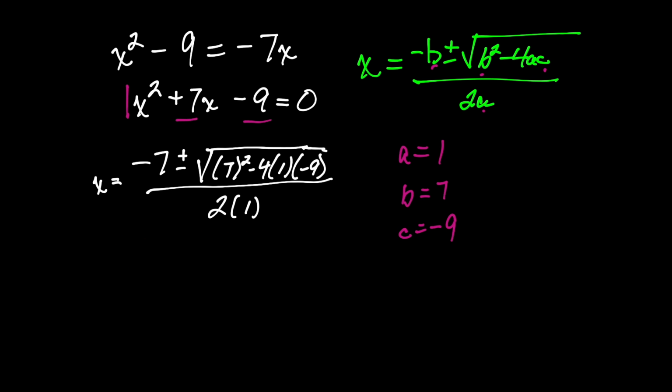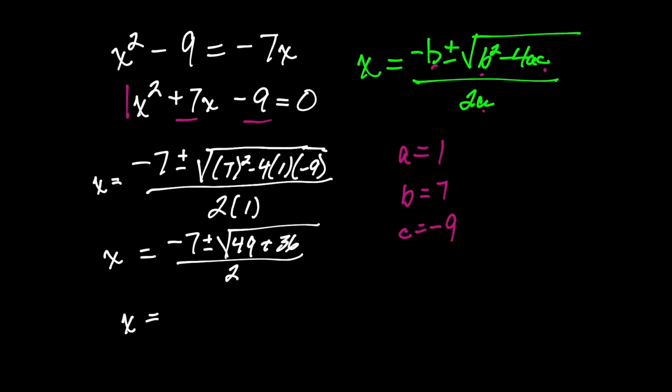So at this point in time, it's just a little bit of algebra. Just got to do some simplifying here. So sometimes good things work out when we're simplifying. Other times, not so much. So we'll see. x equals negative 7 plus or minus, let's see, 49 and 36 is what, 85, all over 2. So this won't simplify either, this 85.